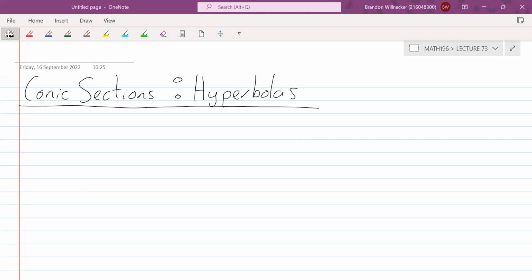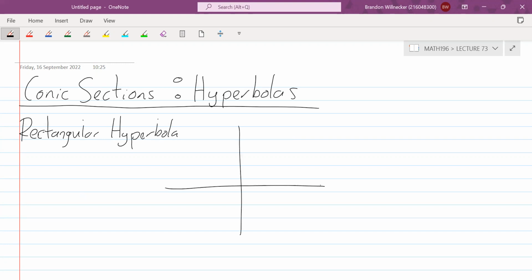Okay, so hyperbolas. We should all be familiar with the standard rectangular hyperbola. Okay, so that's something like this. We've got our Cartesian axes there, vertical asymptotes, horizontal asymptotes, and then you've got the hyperbola that exists between the asymptotes, something like that. Okay, so that's the rectangular hyperbola.